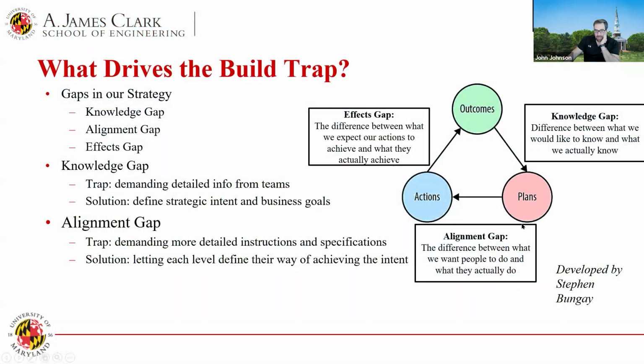Next is the alignment gap, where the trap is demanding more detailed instructions and specifications on exactly how you're going to build those features and exactly what they're going to be able to do, because what we planned as features usually don't operate the same way that we expected them to.